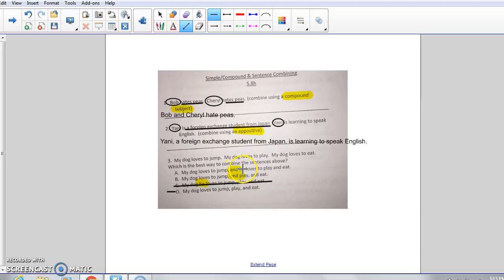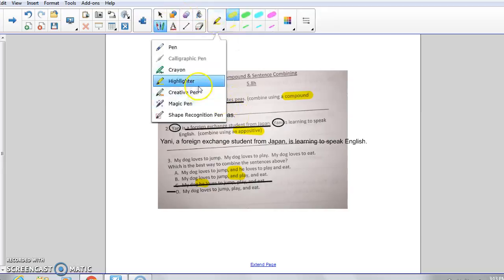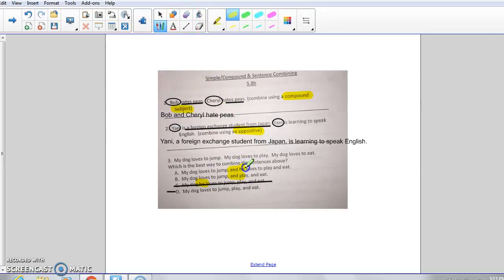Okay, we have a he again. So I'm going to ask myself again, do I need that extra he? My dog loves to jump and he loves to play and eat. My dog loves to jump and play and eat. Well, again, do I really need to say he and my dog? Do I really need that in there twice? It makes sense without it. So I think I'm just going to get rid of it.